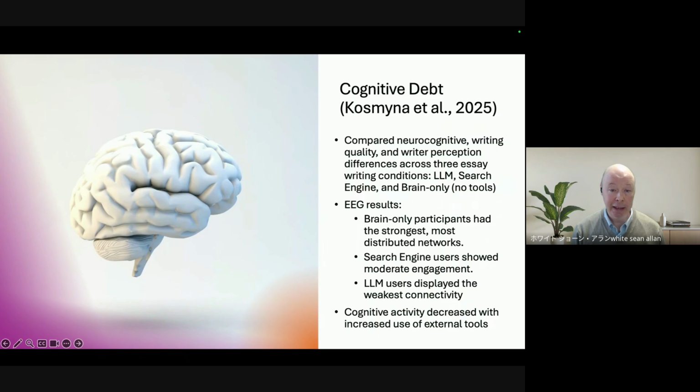The findings from the brain imaging, the EEGs, found that brain-only participants had the strongest, most distributed networks, the most activity going on in their brains. Search engine users showed moderate engagement. LLM users displayed the weakest connectivity between different regions in their brains, right? They connected them to these helmet things as they were doing this. But cognitive activity decreased with increased use of external tools, right? By offloading the difficult part to the technology, it does decrease cognitive activity, as shown in brain imaging, right?